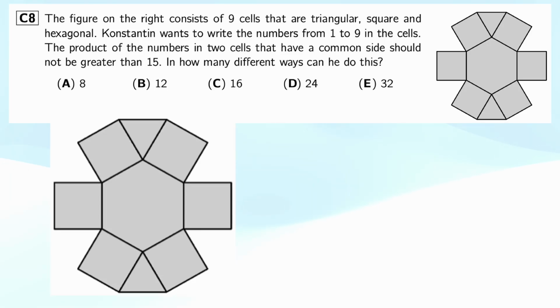The figure on the right consists of 9 cells that are triangular, square, and hexagonal. Konstantin wants to write the numbers from 1 to 9 in the cells. The product of the numbers in 2 cells that have a common side should not be greater than 15. In how many different ways can he do this?